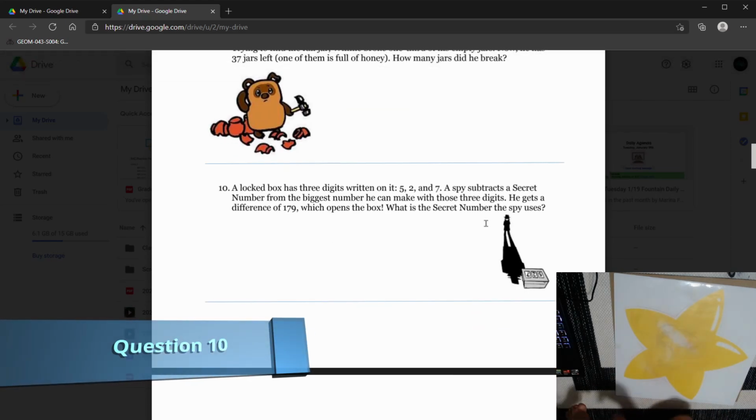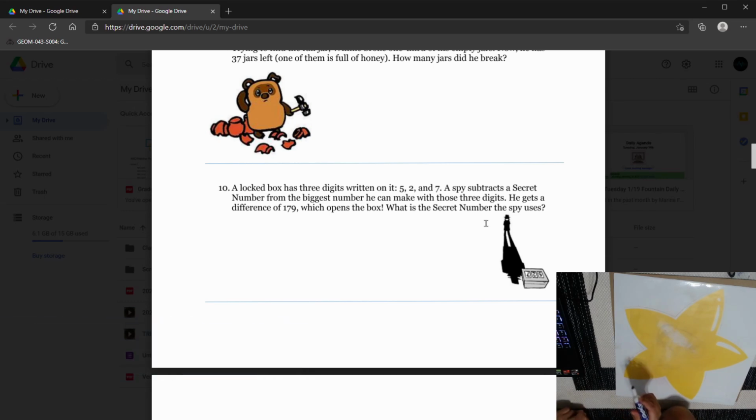Okay, moving on to number 10. A locked box has 3 digits written on it: 5, 2, and 7. A spy subtracts a secret number from the biggest number he can make with those 3 digits. So the biggest number he can make is 752. So it says that he subtracted a number from 752, which means 752 minus x equals, he gets the difference of 179. So this is our equation right here.